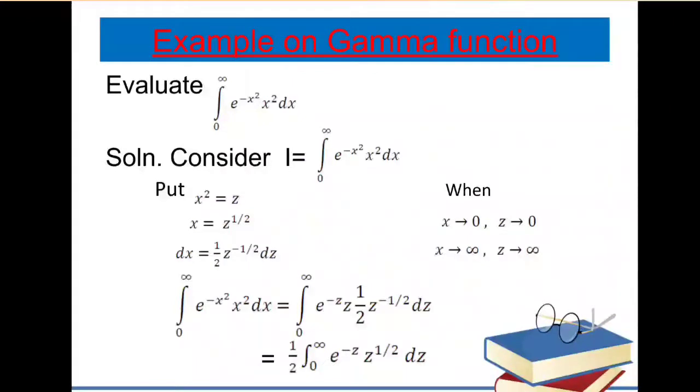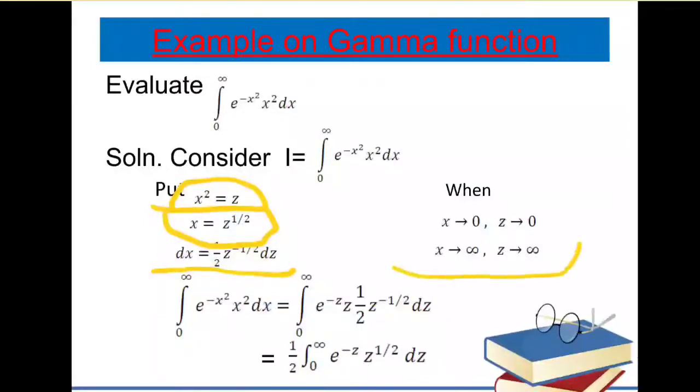See, the next example is we have to solve the integral from 0 to infinity of e raised to the power minus x square into x square dx. Now to solve this integral, again we have to convert this integral into the definition of the gamma function, and for the gamma function we require e raised to the power of a single variable. For that I am putting x square equals to z. Now here x square equals to z, that means x equals to z raised to the power 1 by 2. If we differentiate this term, then we get the value of dx, and change the corresponding limit also.